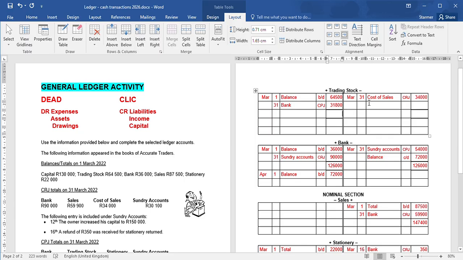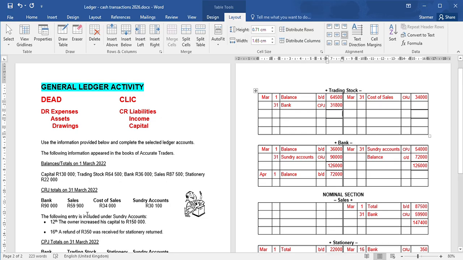Now that entry is not included in the bank, so you can't write bank here. You have to write cost of sales, because that is the other ledger account that's going to change. So trading stock is decreasing, and we always decrease it by the cost price, so that we can work out how much stock we've actually got left in the business.